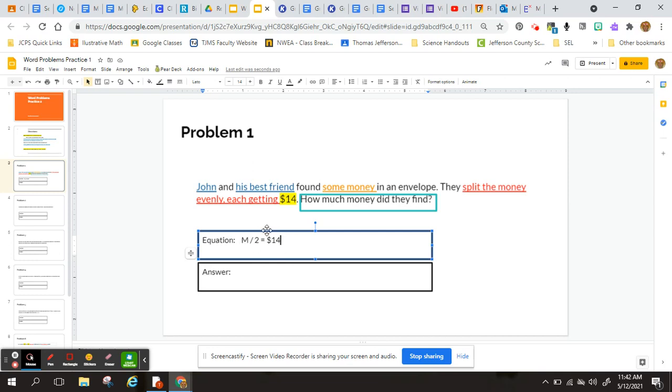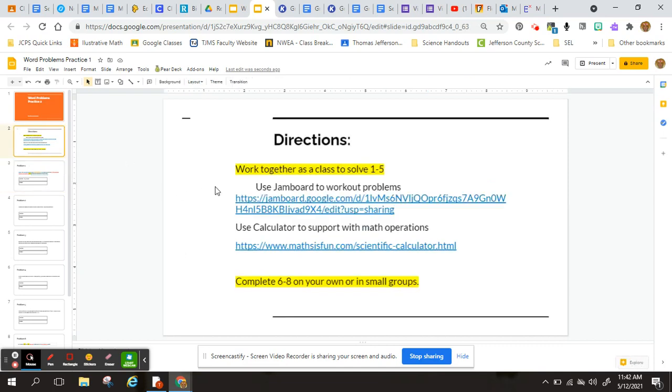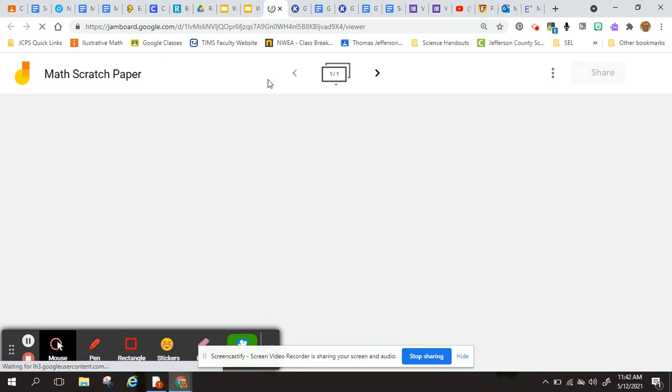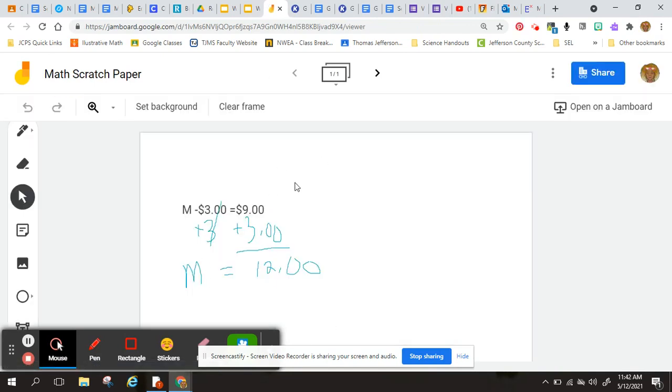So we're going to take this to our scratch board, our Jamboard, and work it out. Click on our Jamboard here. And that's the one we did the other day. And this is one we're doing today. So put it here. All right, M divided by 2 equals 14. Remember, the goal is to get the variable by itself. So the variable is M this time.